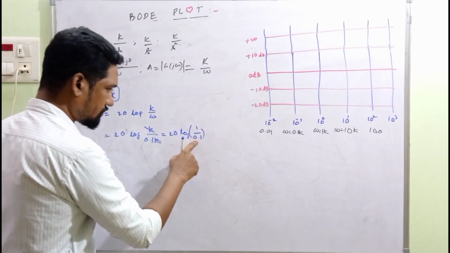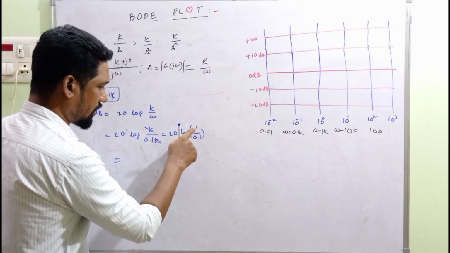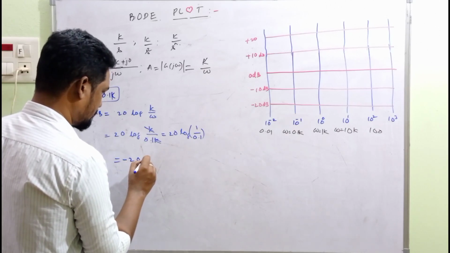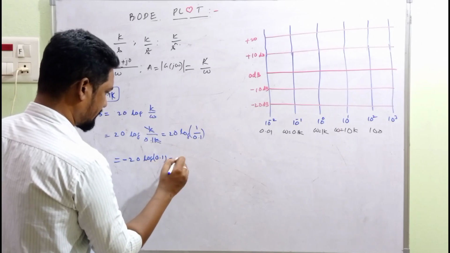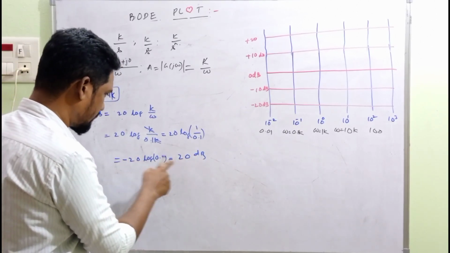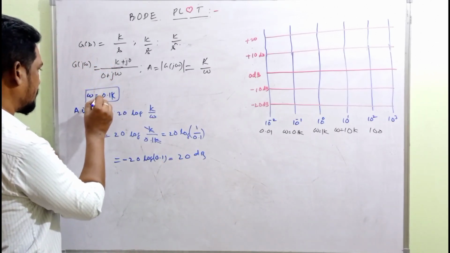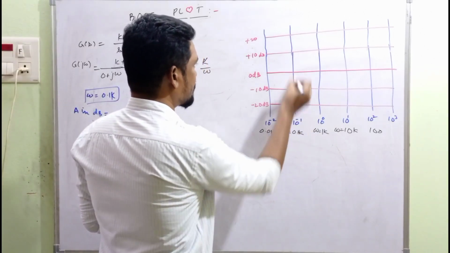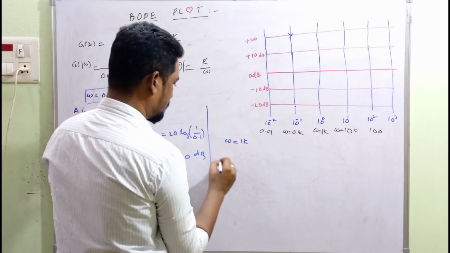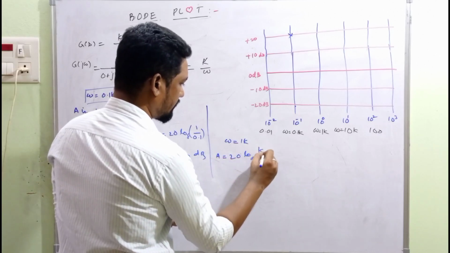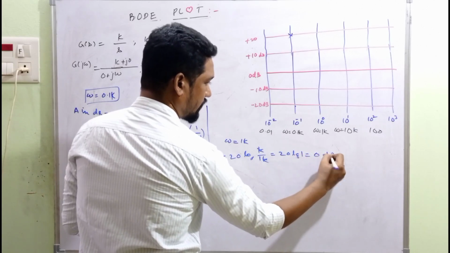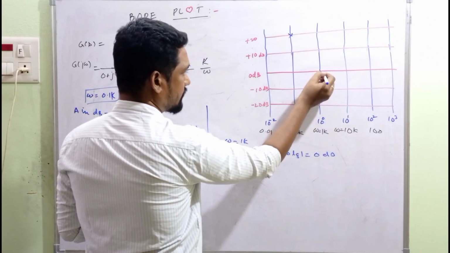Guys, this one will be 20 log m by n, so that gives us 20 log 1, which is 0, so I am leaving it away, so minus 20 log 0.1, that will give us 20 dB. This 0.1 will be negative, and this negative becomes positive, it's 20 dB. So at what value of omega? Omega equal to 0.1, it's plus 20 dB at this point, right? Another one, omega equal to 1K, so A will be equal to 20 log K by 1K, gets cancelled, left with 20 log 1, so it's 0 dB. Which point? Omega equal to K, we have this one, right?